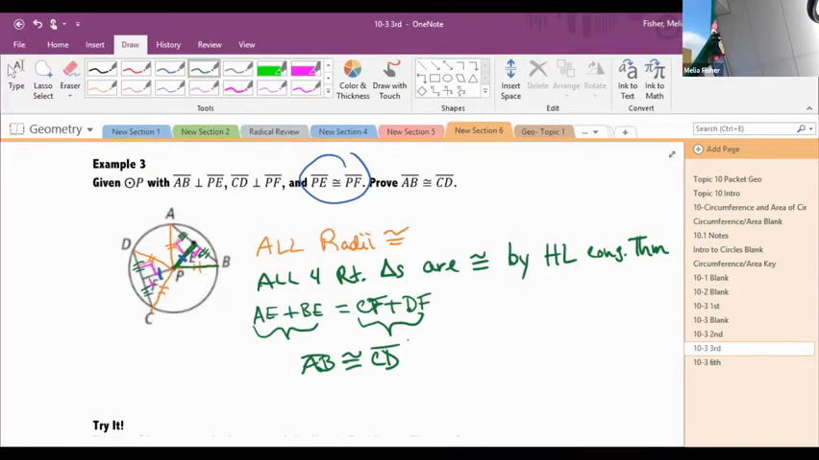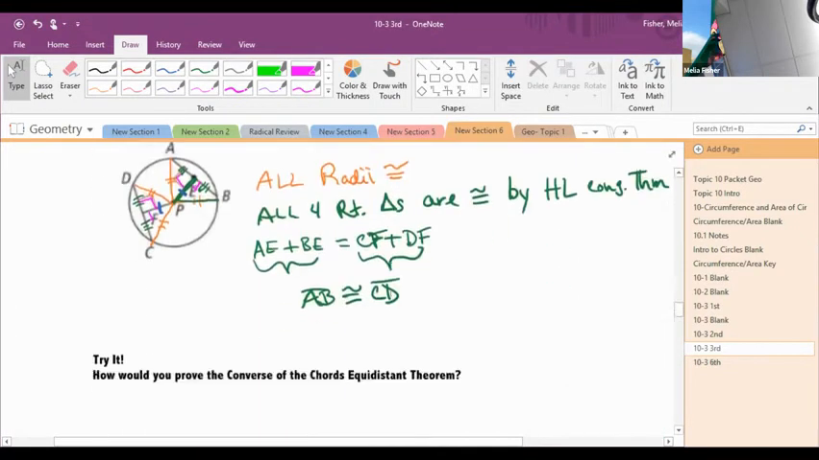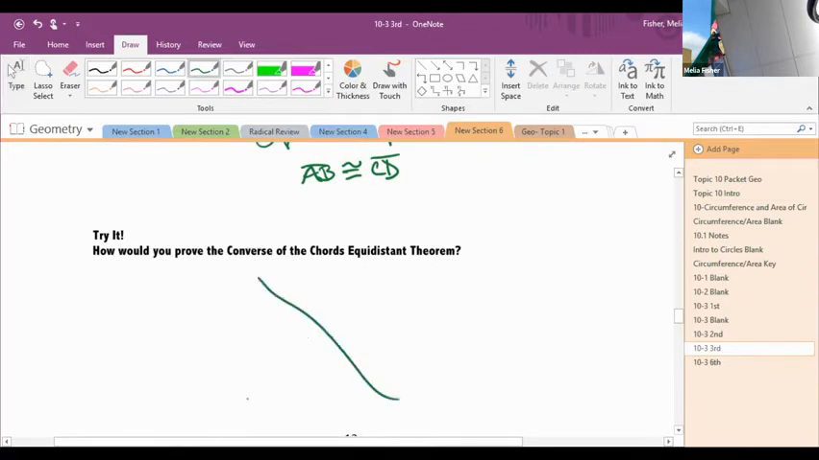Okay, super unofficial. Where did that thing come from? We don't have to do this every single time because now we have that theorem that we just wrote down that says if the chords are equidistant from the center, then they are congruent. We just know that. Lucky day, we're going to skip that, try it.